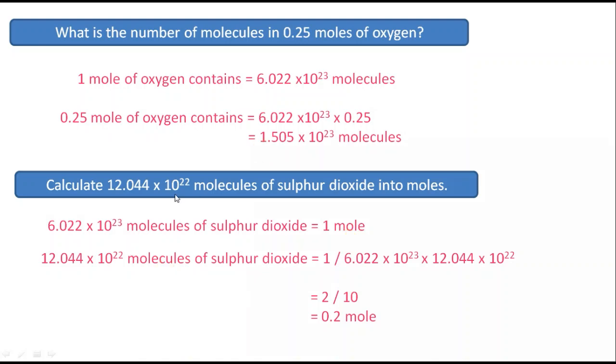But how many molecules are present here? 12.044 into 10 raised to 22 molecules. So that will represent 1 divided by Avogadro's number multiplied by these molecules. So you will get 0.2 moles. That means these molecules are having 0.2 moles of sulfur dioxide. So this is how you can solve different numericals, different questions based on mole of atoms or mole of molecules.